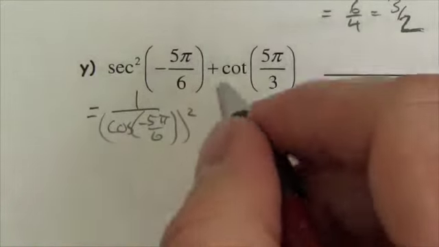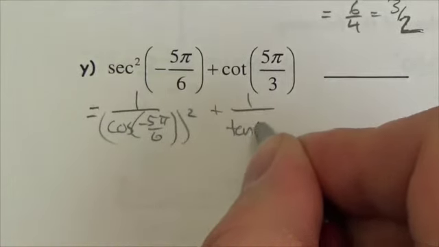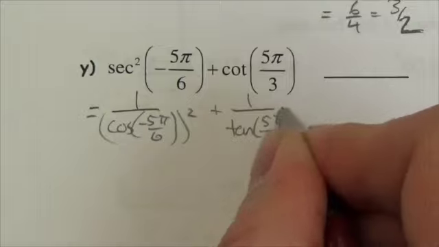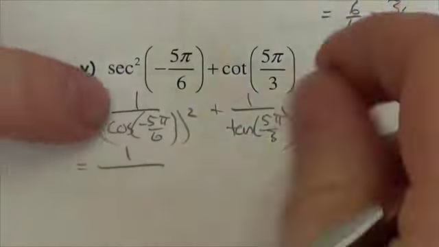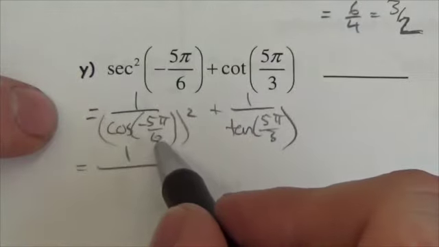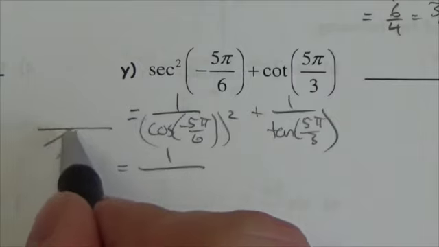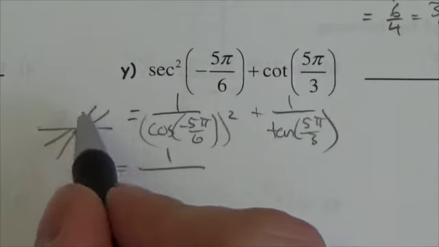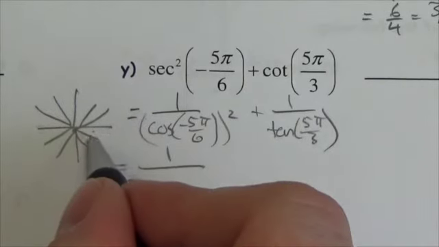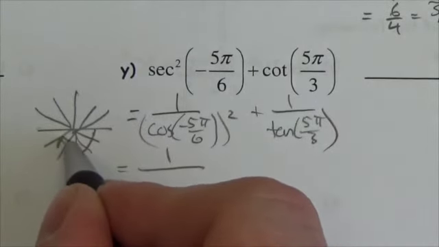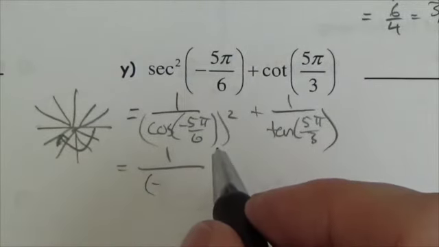In this case, I might flip the cotangent and make this 1 over the tangent of 5 pi over 3. Now let's take a look at what's going on inside here. Negative 5 pi over 6 means we're cutting up the circle into 12, and I've got negative 5 of those. That's 1, 2, 3, 4, 5. I'm in the third quadrant, so cosine is going to be negative.